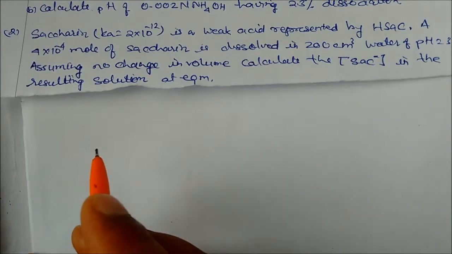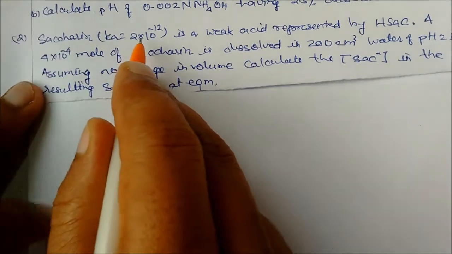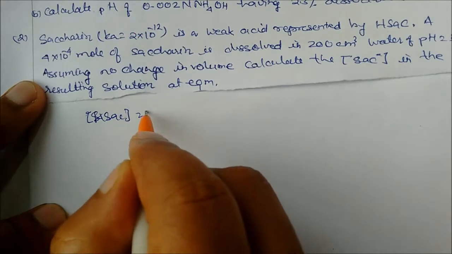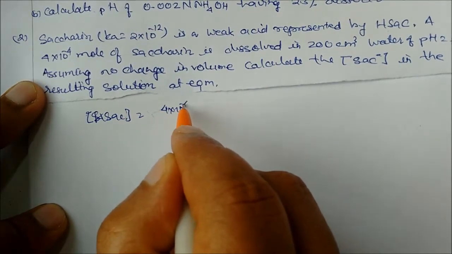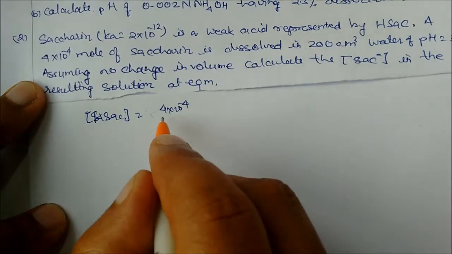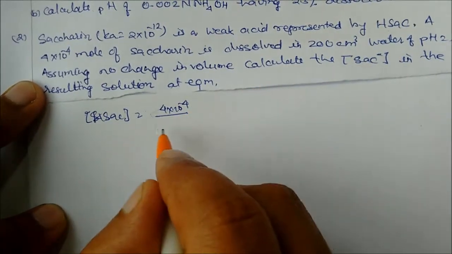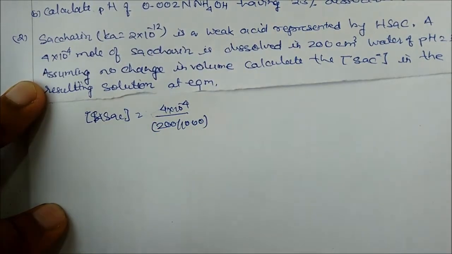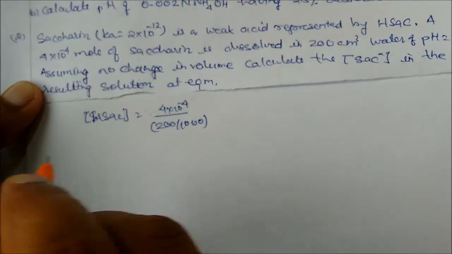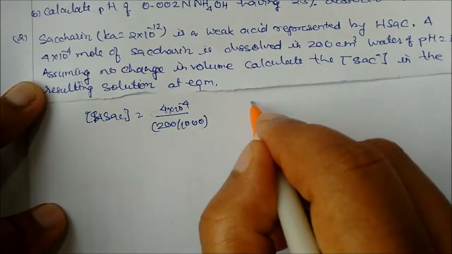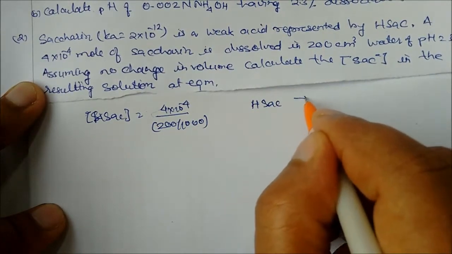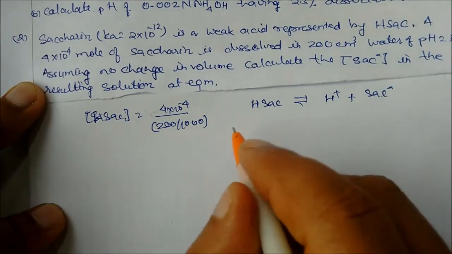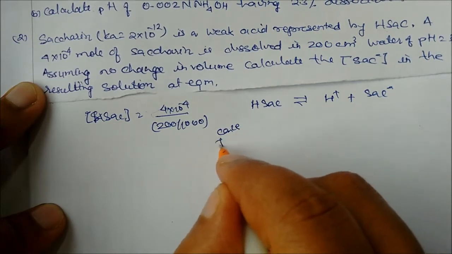So how will you calculate it? First you find the concentration of saccharin, HSac, which will be mole per liter. The mole is given here, 10 to the power minus 4, and the volume is 200 ml, so 200 divided by 1000 liter. This is the concentration of the saccharin. Now, as this is a weak acid, dissociation will take place. HSac will dissociate into H plus and Sac minus. So what will the initial concentration be?